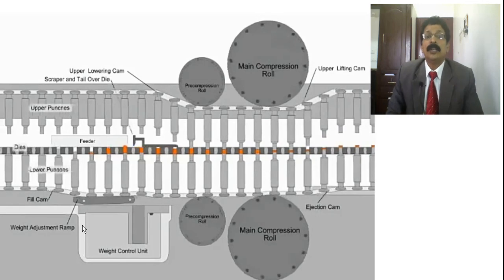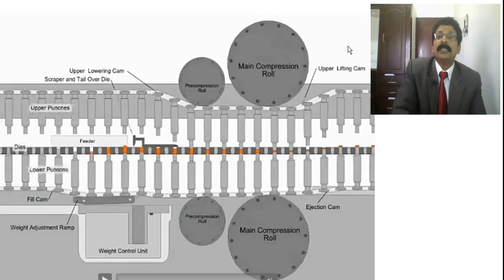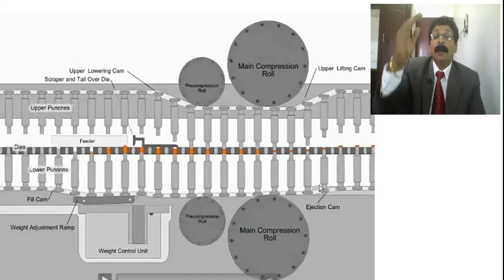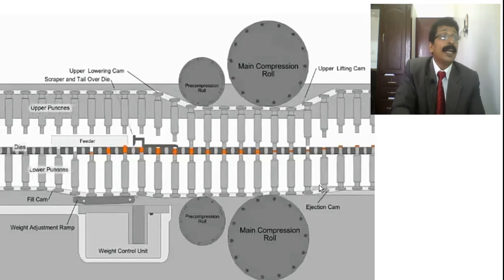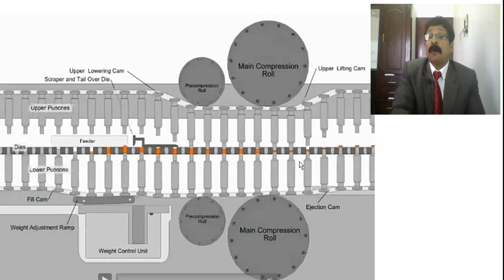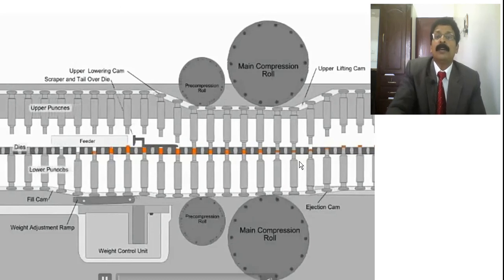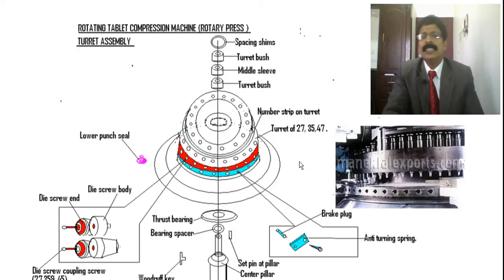So you should know that cam means it is used for movement, understand, moving the upper punch and lower punch. You need a conveyor type of cam which will have a uniform and regular movement for the punches and dies. And this is also another picture which I have made to help the students understand, that is, it has the turret.